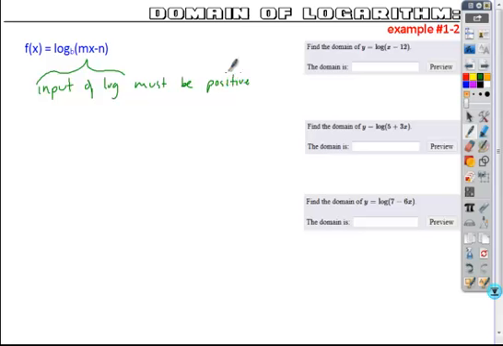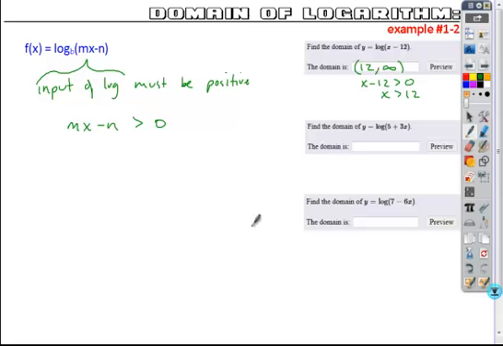So if you wanted to find out what the domain is for your function, you would just take whatever that is, set it greater than 0, and solve for x, and that is your domain. So here, if we took this example right here, we take our expression x minus 12, set it greater than 0, and solve. Okay? And so here we get x is greater than 12. So that tells us our domain is from 12 all the way to infinity, and that would be the domain.